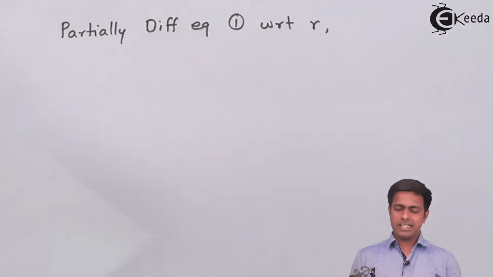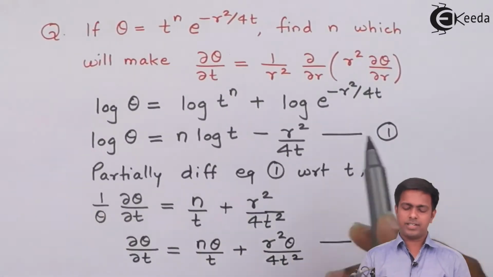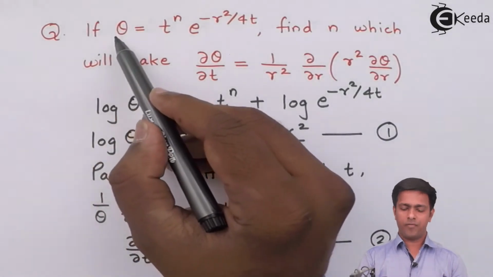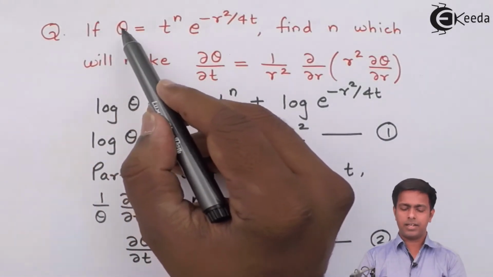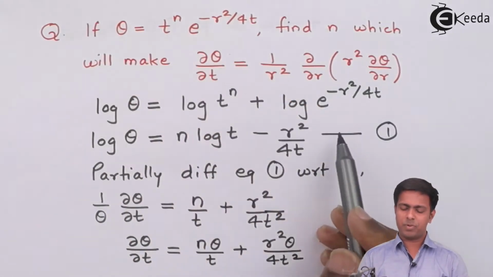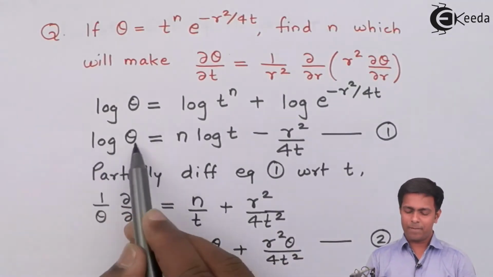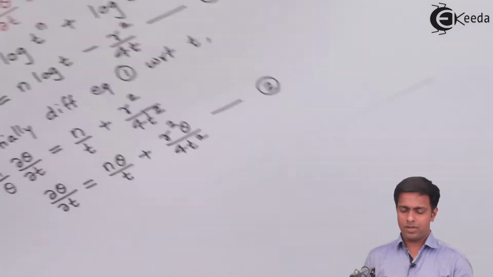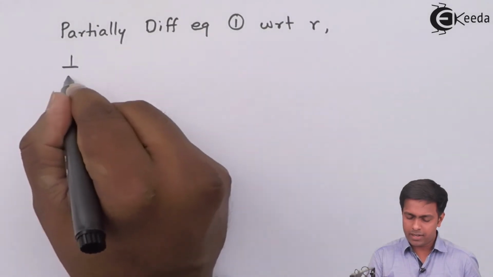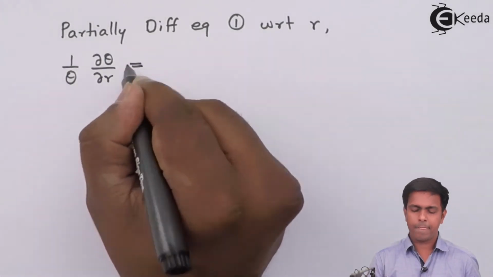Now guys, since we are going to differentiate this equation number 1 with respect to r, here we have a function theta and it is a function of t and r. Since I am differentiating with respect to r, I will be treating t as constant. So here log theta will give me 1 upon theta del theta upon del r.